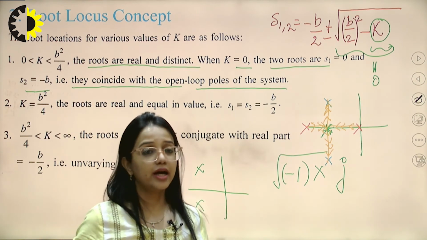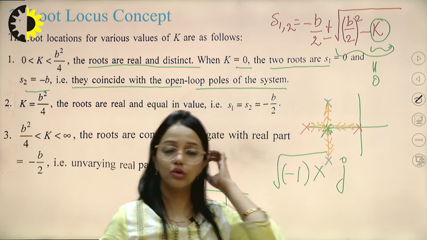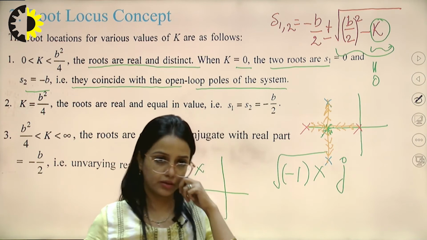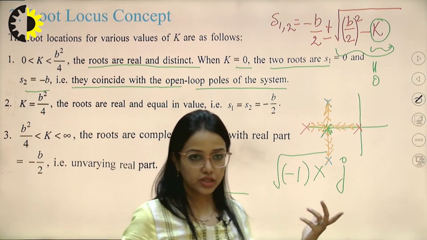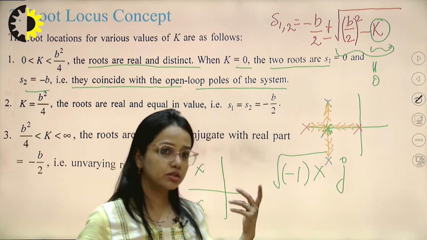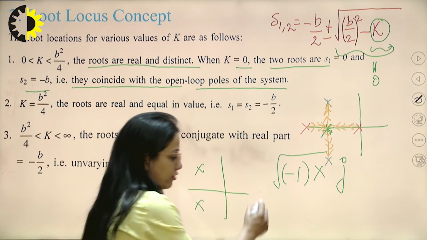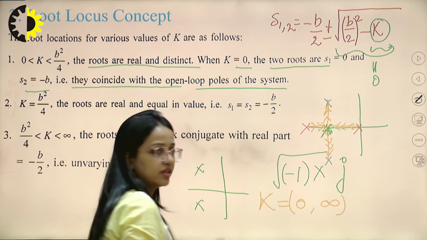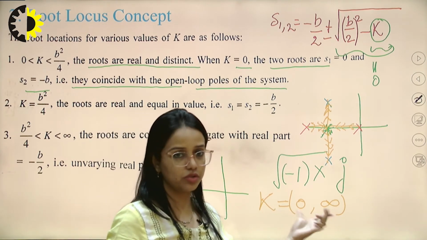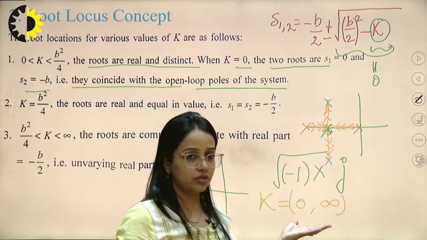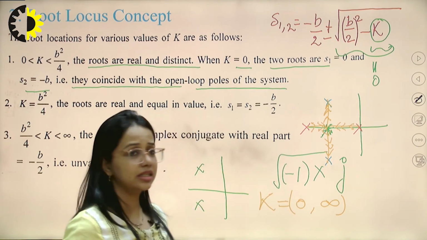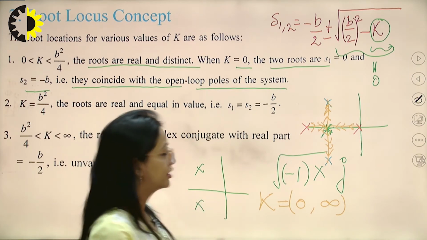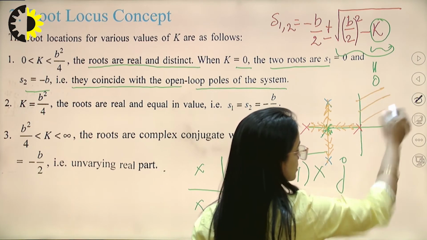So I think I have made the condition clear that how value of k can determine and change the positioning of the roots. Now, from here I can also predict the stability of the system. In this particular question, k will always have a value between 0 and infinite. So for any value of k, 0 to infinite, I can see that my poles are never moving to the right hand side of the S-plane.